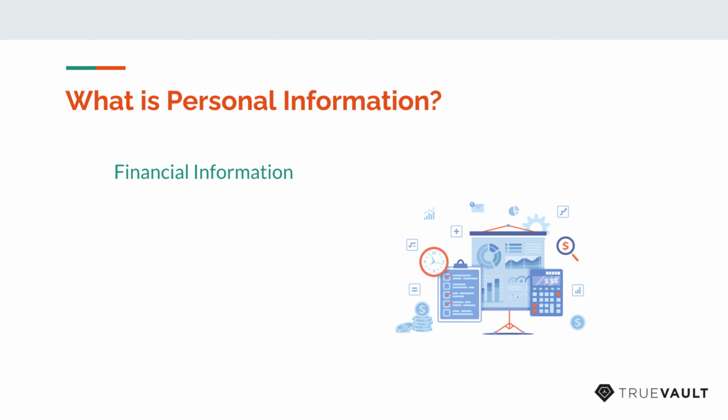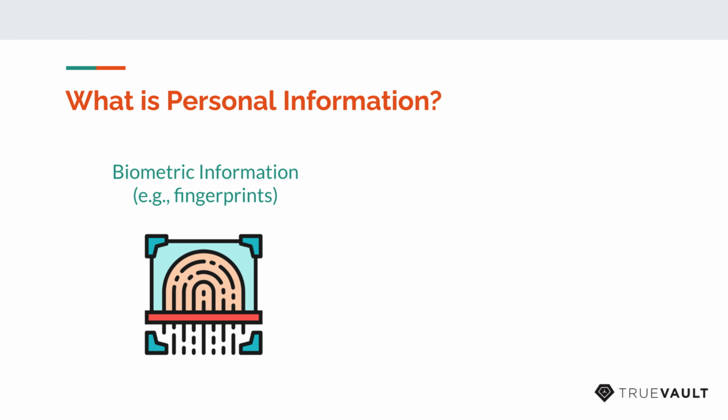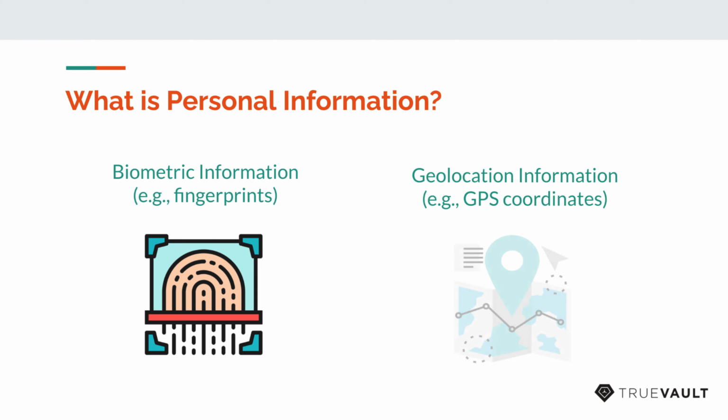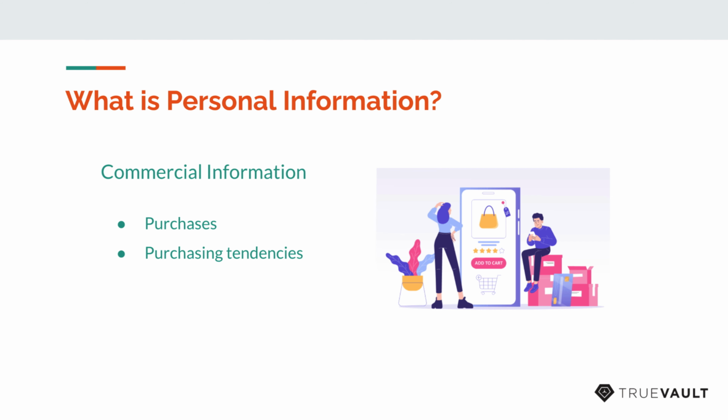Personal information includes financial information like a person's bank account number, credit, or debit card number. It also includes medical information like prescriptions and health conditions. And it includes biometric information like fingerprints and geolocation information, such as a consumer or device's precise geographic location. Personal information includes a consumer's purchases and purchasing tendencies, such as products a consumer considered but did not purchase. This type of information is considered commercial information under the CCPA.